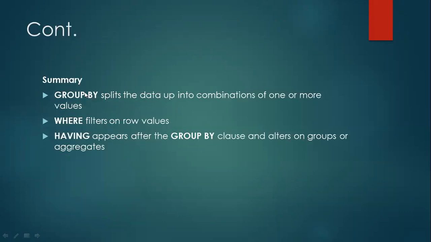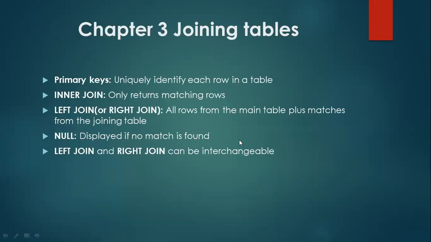Now we will discuss the summary of different clauses. Group by clause splits the data up into combinations of one or more values. Where clause filters on row values. Having clause appears after the group by clause and filters on groups or aggregates.